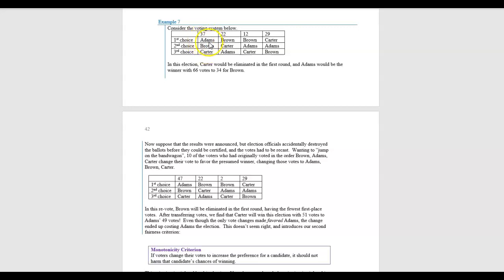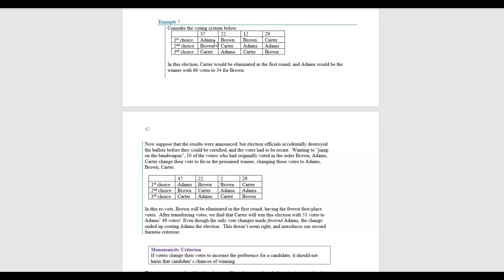we would have 37 votes for Adams. We would have 22 votes for Brown and another 12 votes for Brown. So 24 for Brown. 34 for Brown. And we'd have 29 for Carter. And in this election, Carter would be eliminated in the first round, and then Adams would get those 29 votes, making Adams the winner in the second round of our instant runoff.